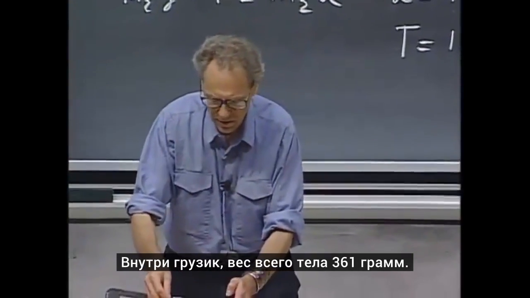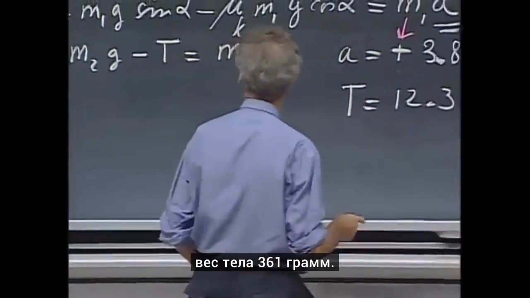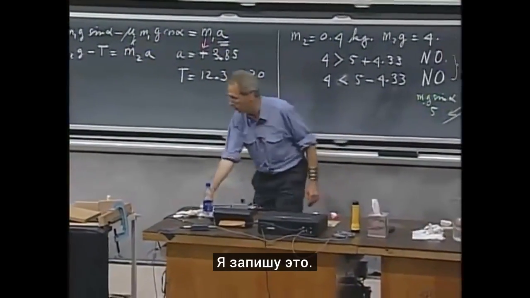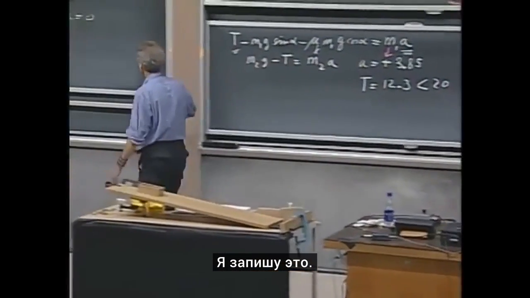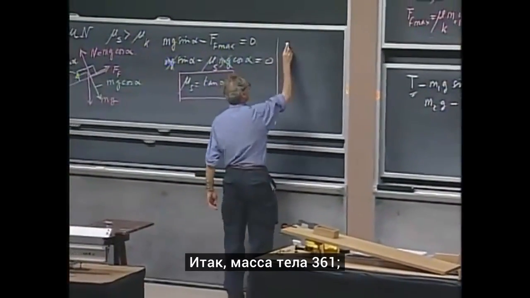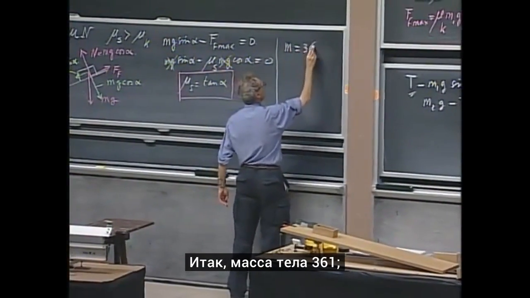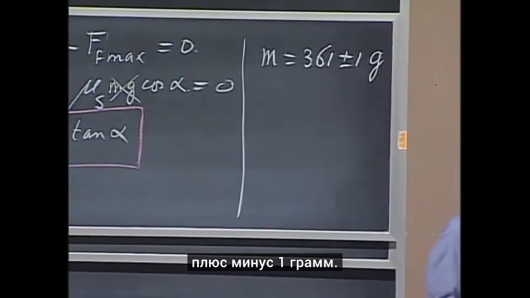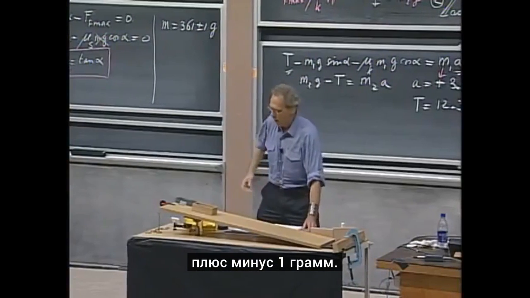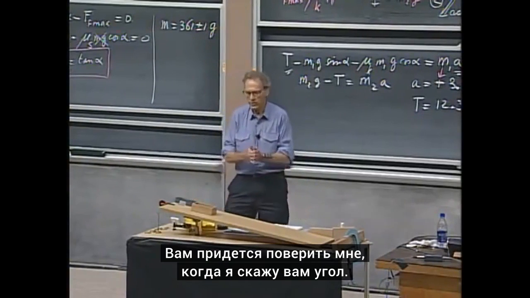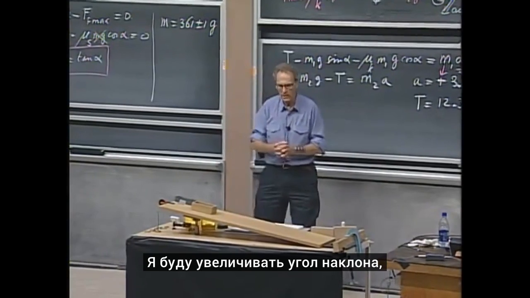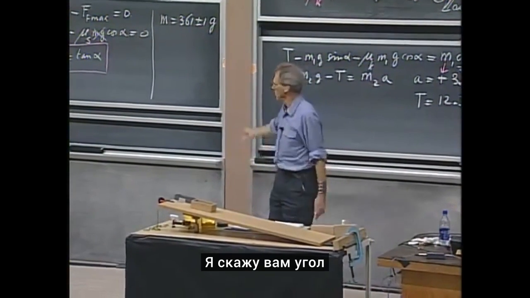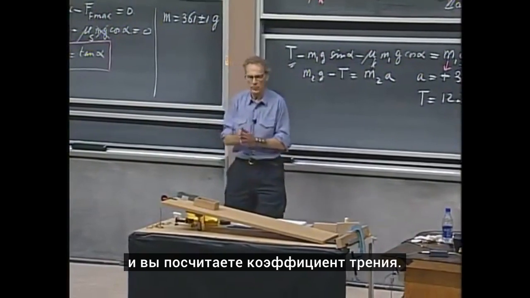It makes the whole thing 361 grams. So I want you to know that the weight of this object is 361 grams. I'll write it down for you here. So the mass of the object is 361. I'm sure that the uncertainty is at least 1 gram. You have to trust me when I give you the angles. I'm going to increase the incline, and there comes a moment that it will start to slide. I'll give you the angle, and I want you to calculate that friction coefficient.